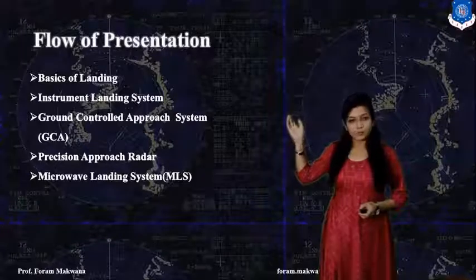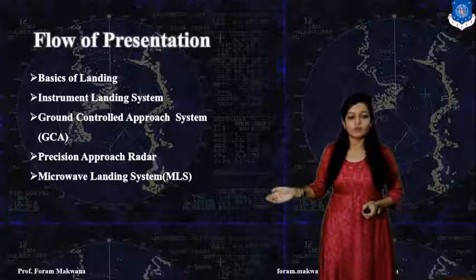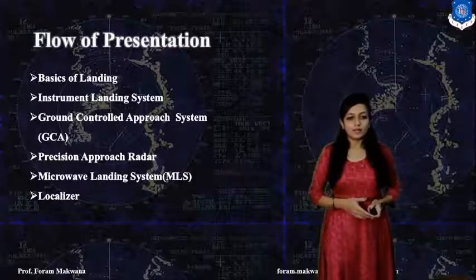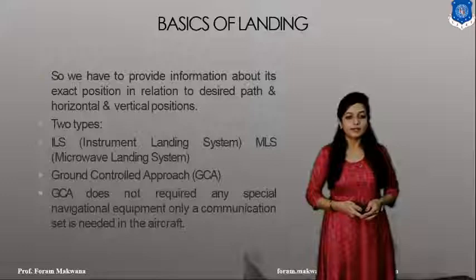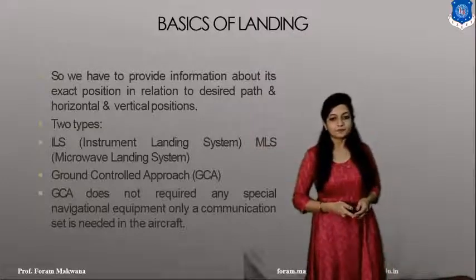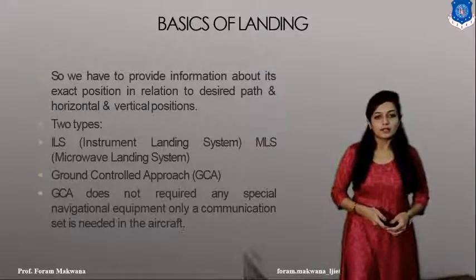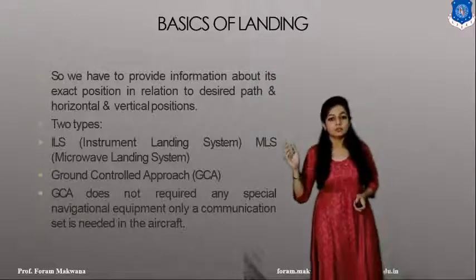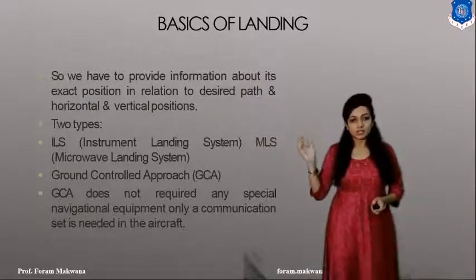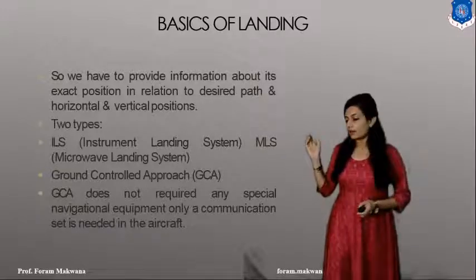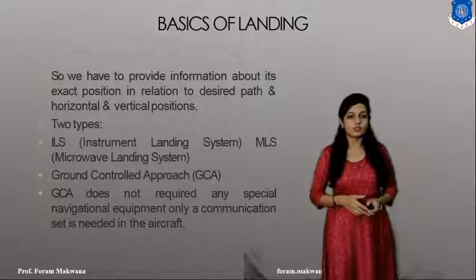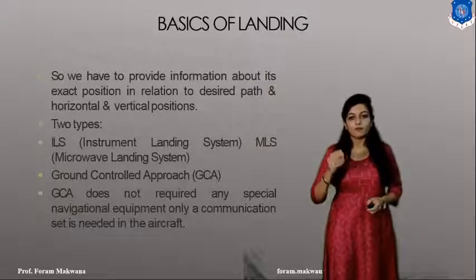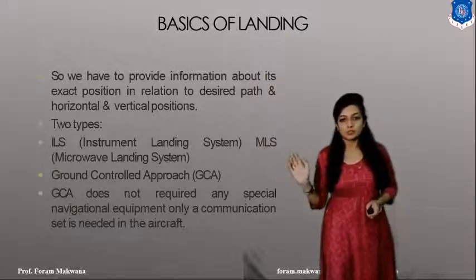And there is a difference between instrument landing and the microwave landing. So for that we are going to understand the microwave landing system, localizer, and the glide scope system, right? Now, over here, we need to provide the information about the exact position in relation to the desired path, like horizontal and the vertical position. Alright, that means if we need to land the aircraft onto the ground, we must know its horizontal and the vertical position for that.